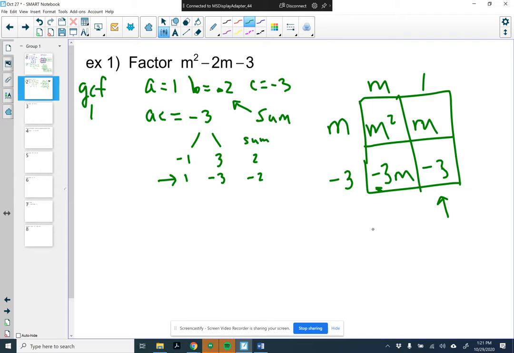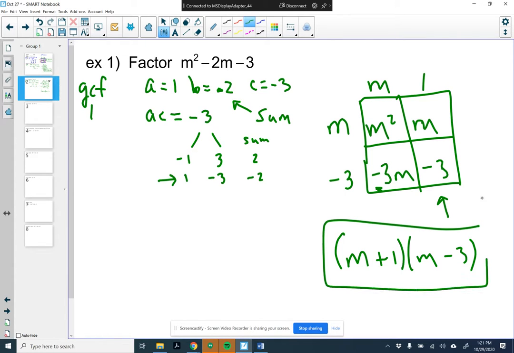Our factorization then is m plus 1 times m minus 3, and we can check that this works because our multiplication table would tell us so. All right, next question.